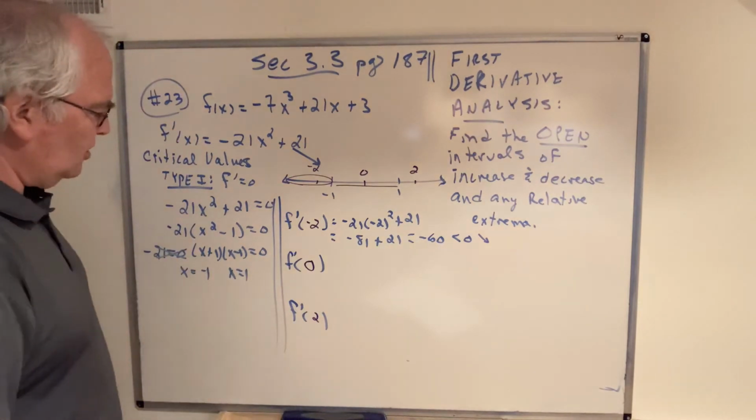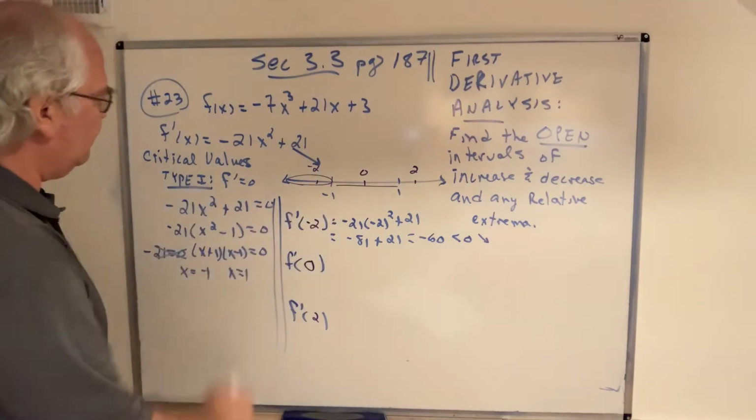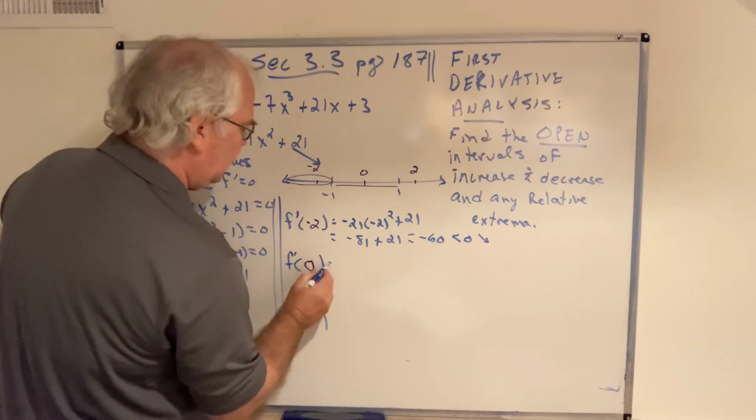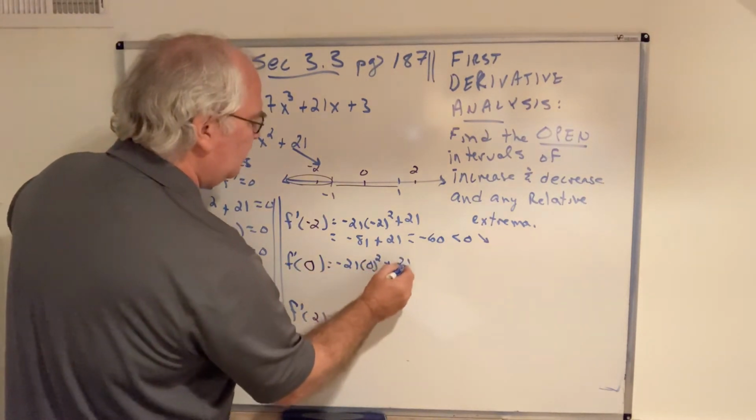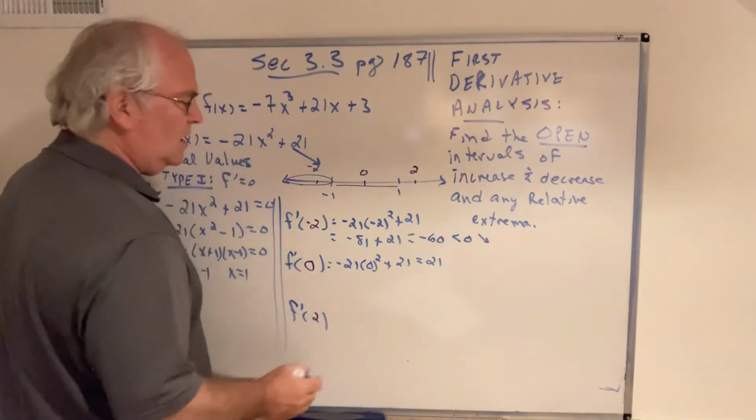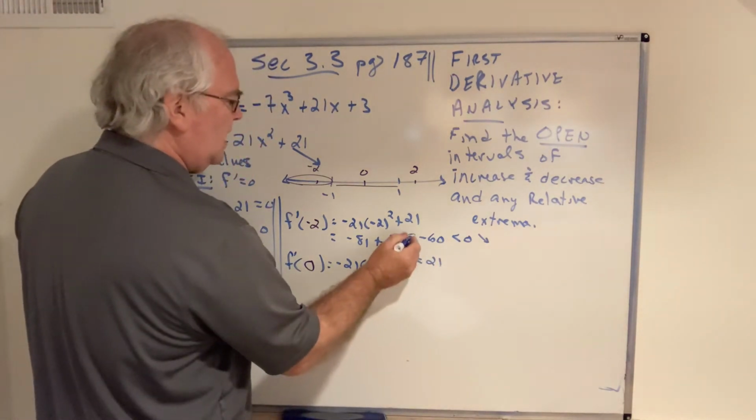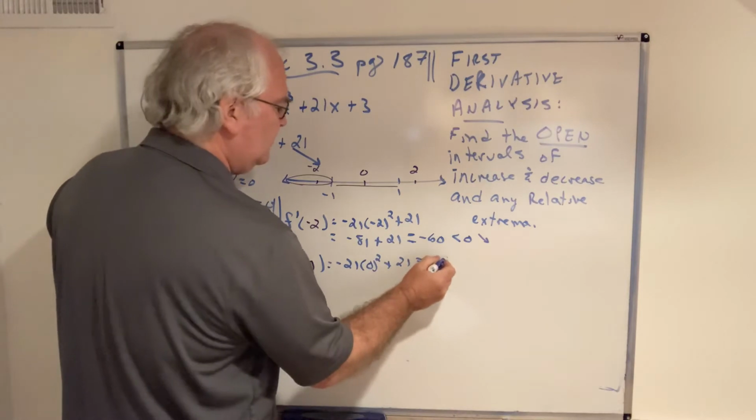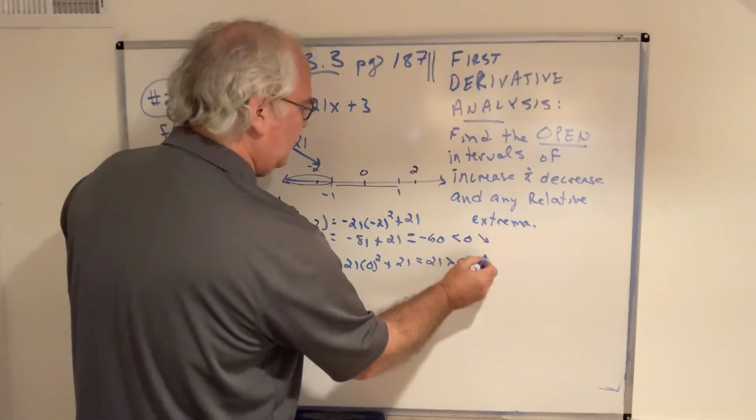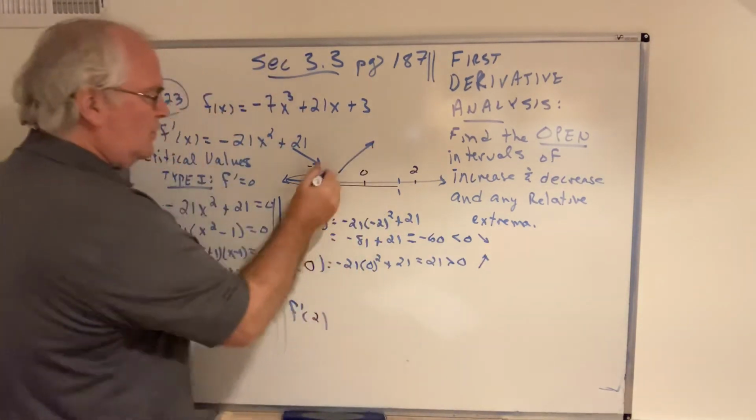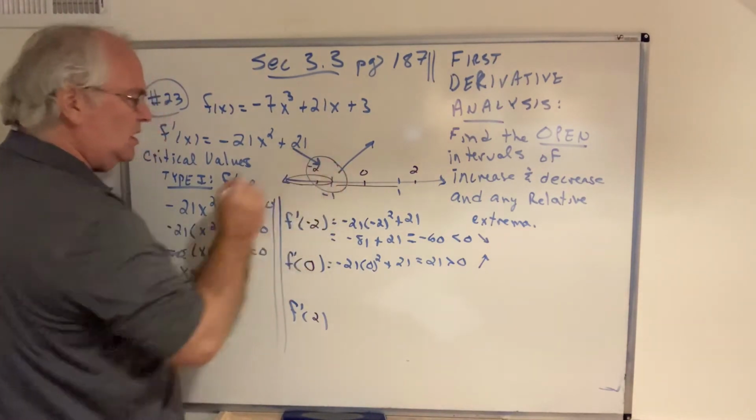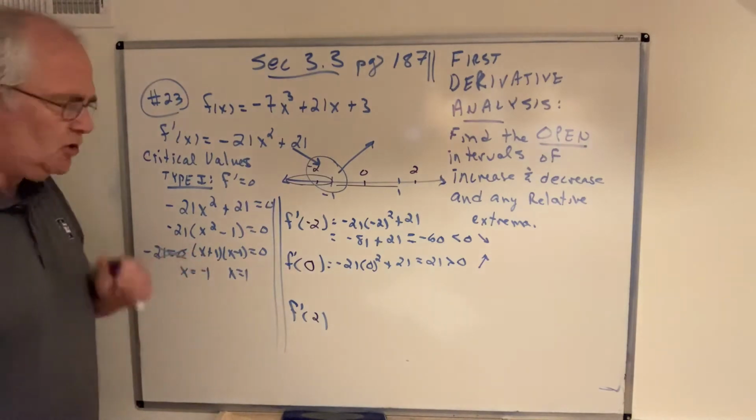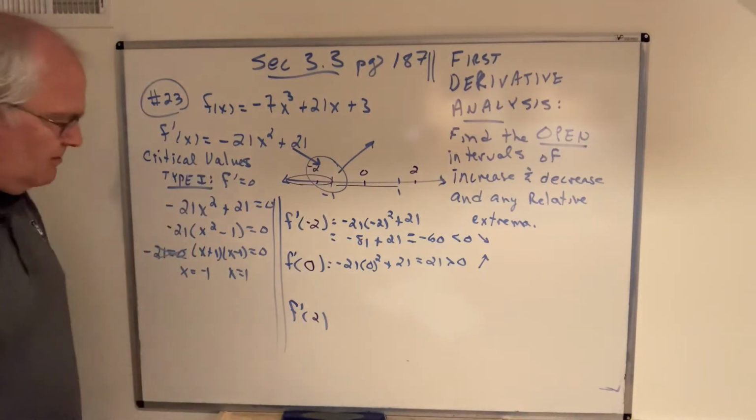Neither of these is particularly challenging, particularly since this is an even function. This is negative 21 times 0 squared plus 21, which is positive 21. The fact that it's 21 is not what's important. The fact that it's positive is what's important. So there the function is increasing. So we don't know that we have a minimum, we have a potential relative minimum. More on that in a moment.